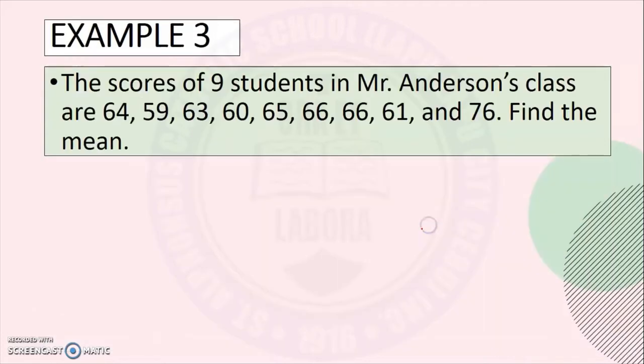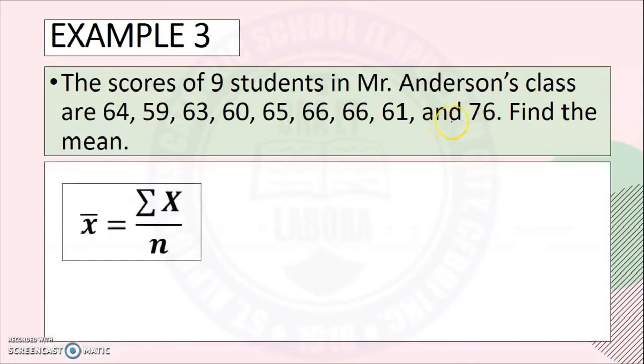Now, last example. The scores of 9 students in Mr. Anderson's class are 64, 59, 63, 60, 65, 66, 66, 61, and 76. Find the mean. Again, the formula for the mean is the sum of values divided by the total number of values. So let's write all the values.